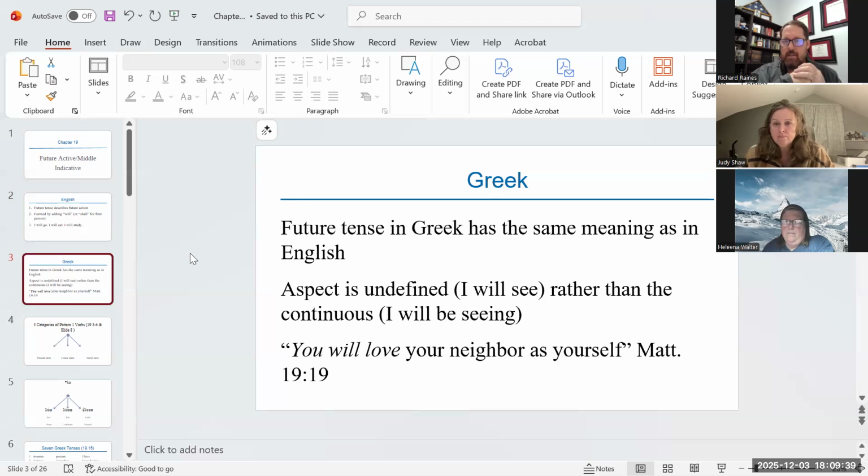The only difference is that in the future tense in Greek, we're going to call the aspect undefined. So these future tense Greek terms that you're learning this week, you will say "I will see," like blepo, "I see," "I will see," or "I will be," not "I will be seeing." That's a different tense. So the Greek future tense that we're learning this week is simple, undefined: I will see. A good example of that is Matthew 19:19, "You will love your neighbor as yourself." You're learning that tense this week, future tense.